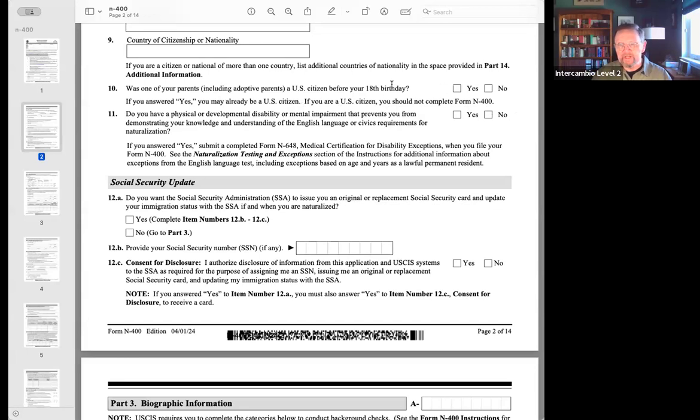So this is one more check on that. But if neither one of your parents is a U.S. citizen, or if they became a citizen after you turned 18, you'd answer no.